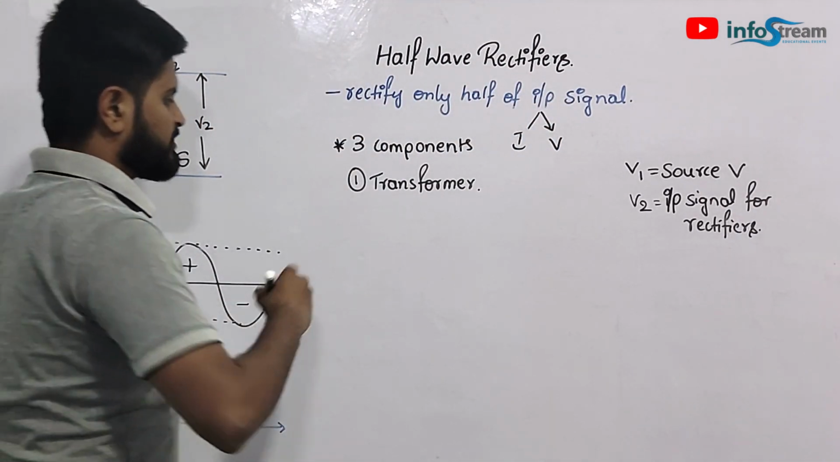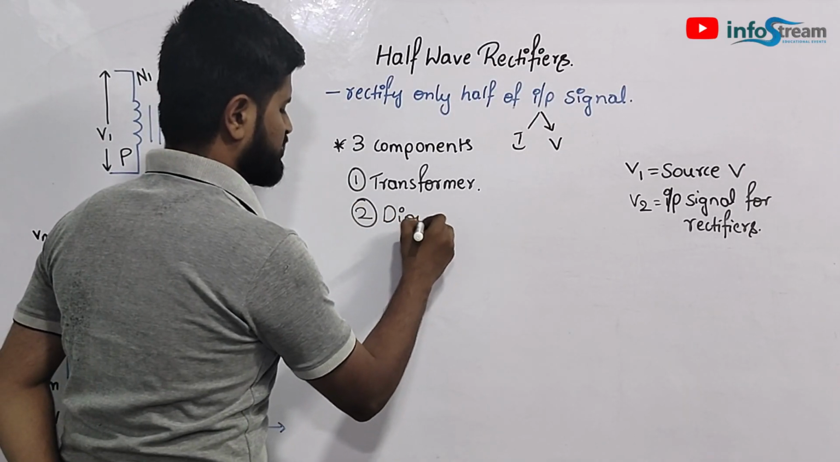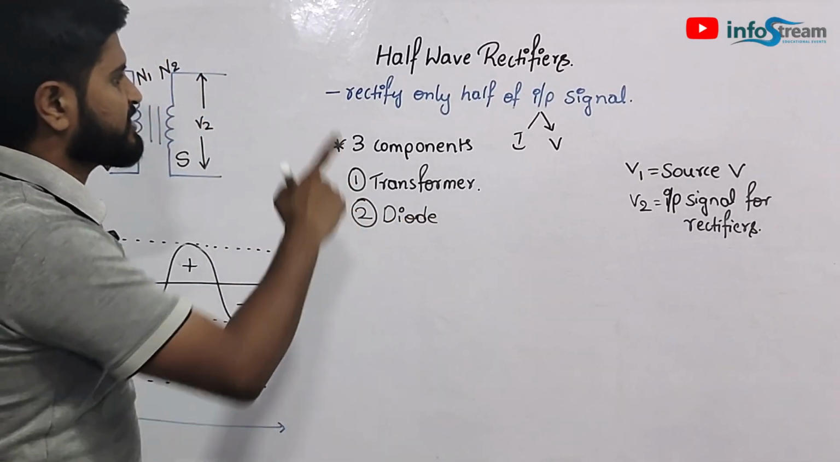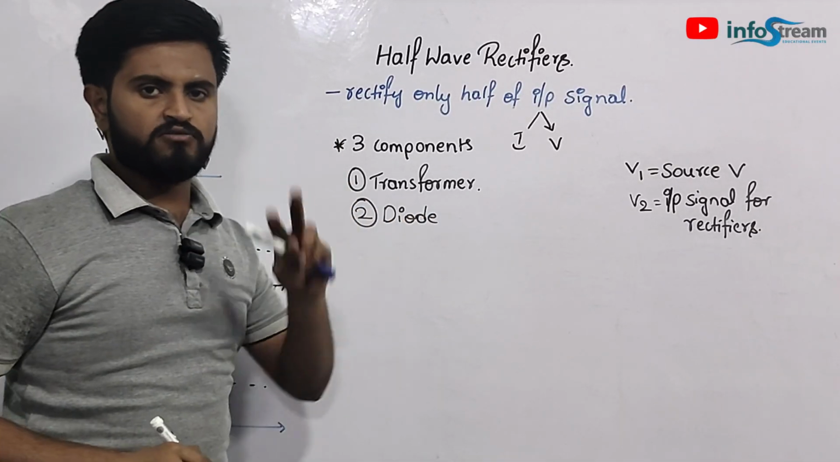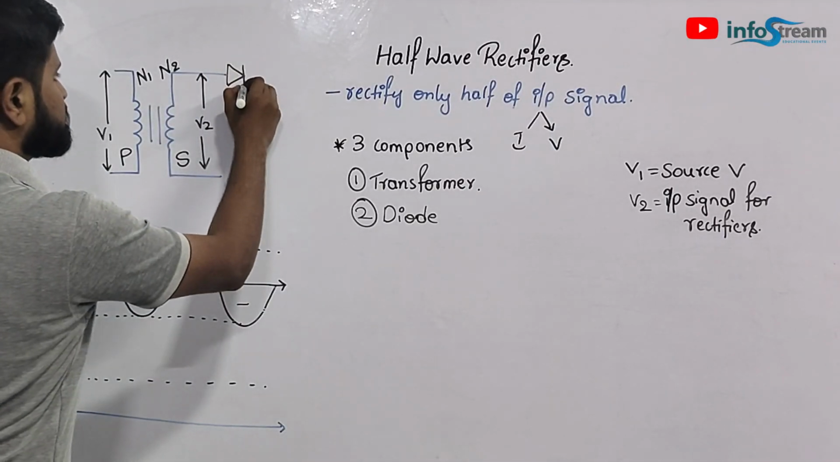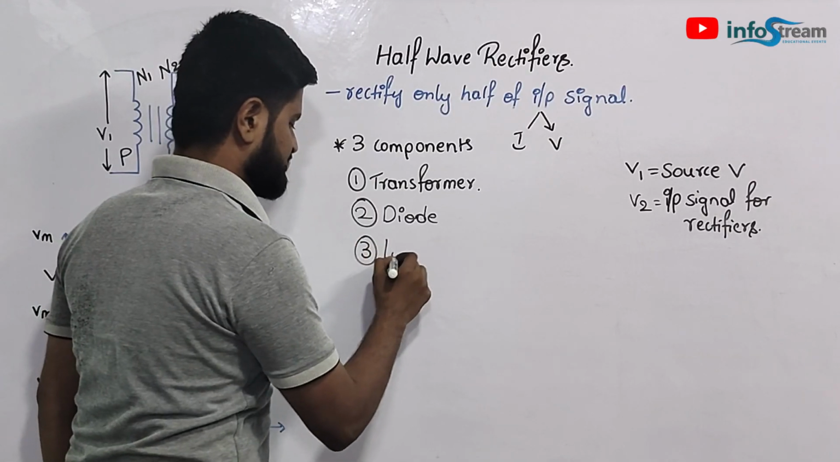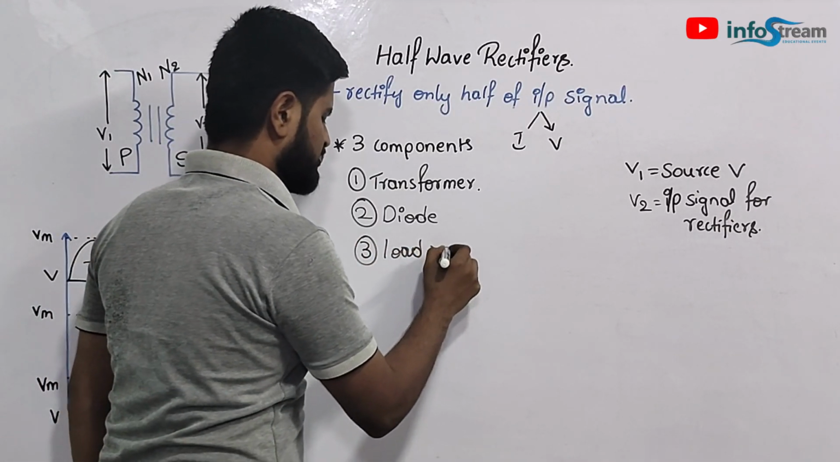The first one is the transformer, the second one is the diode. We will be using only one diode in the half wave rectifier; in full wave we use two diodes. So I will add the diode here. Next, the third component is the load resistor.